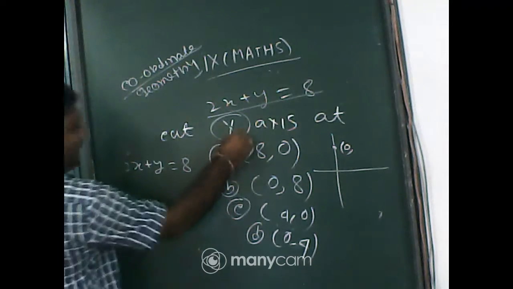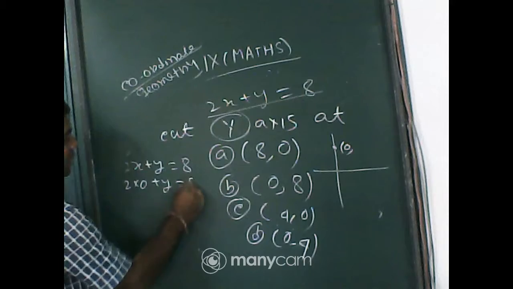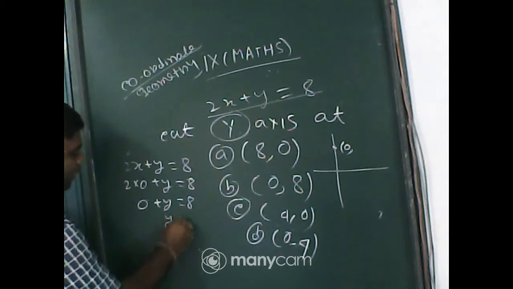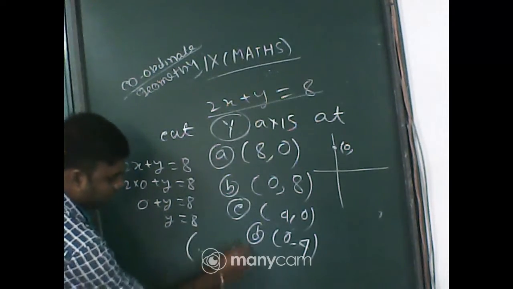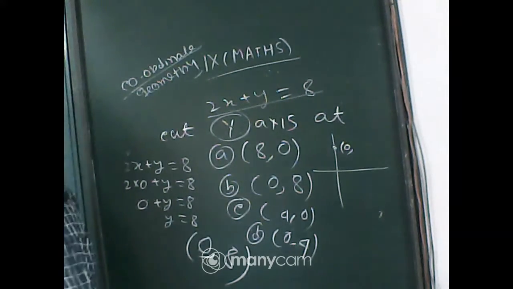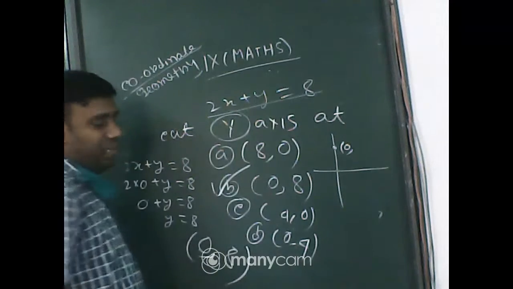As it cuts the y-axis, put 2 into 0 plus y equal to 8. So 0 plus y equal to 8, so y equal to 8. And as it is cut y-axis, x would be 0. So (0, 8) is the correct answer. Option B.